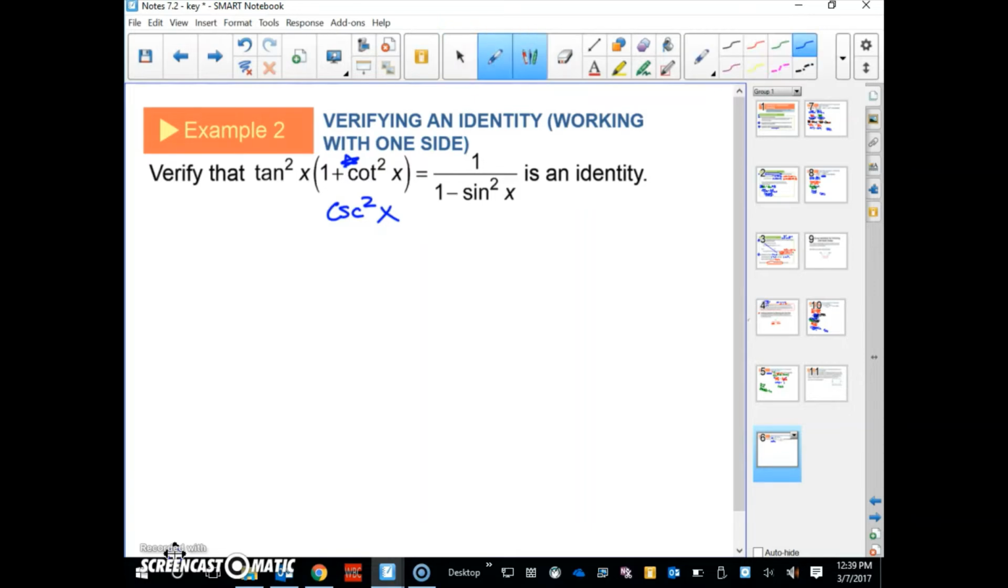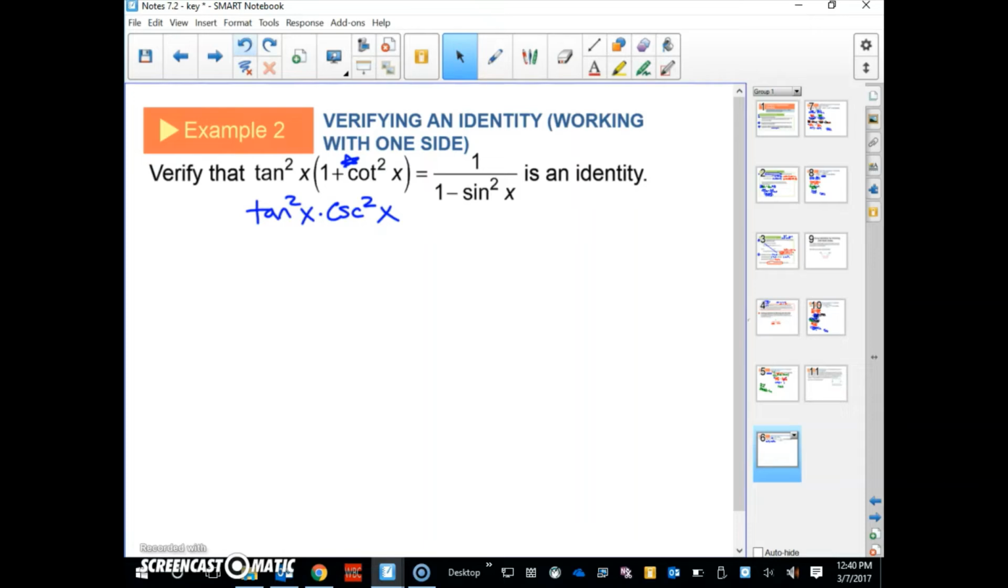So again, try to keep this lined up. You don't need to put that line in there, but try and keep the left side on the left side. So if I use that identity, I've got tangent squared x times cosecant squared x. Okay? And you're looking over at the other side, and you know that's kind of the goal. That's what we're trying to get to. Maybe we don't really see how that works yet.